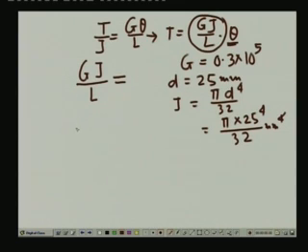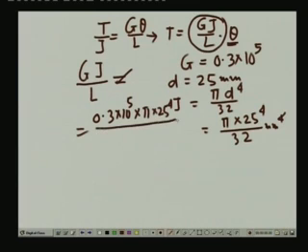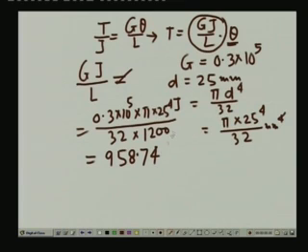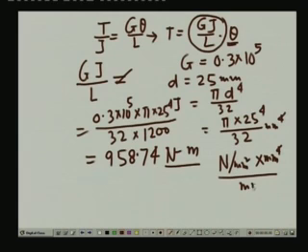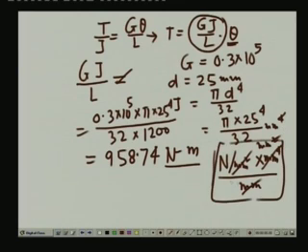So, GJ by L, this quantity is equal to 0.3 into 10 to the power 5 into pi into 25 to the power 4 divided by 32, and L is equal to 1.2 meter. So, this is 1200 millimeter, and this gives us a value of 958.74. This is so much of Newton meter. Now, as I told you, unit-wise G is in MPa, which is Newton per millimeter square, J is millimeter to the power 4, divided by L in millimeter. So, this cancels millimeter square and this cancels millimeter. So, Newton millimeter. So, this is what is in Newton meter. So, this is the torsional stiffness of the bar which is subjected to a twisting moment.